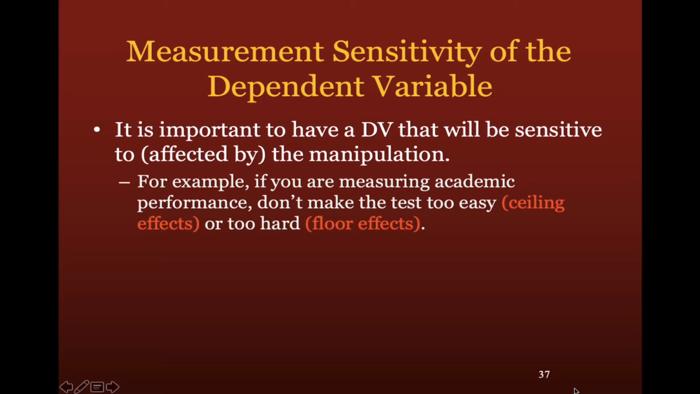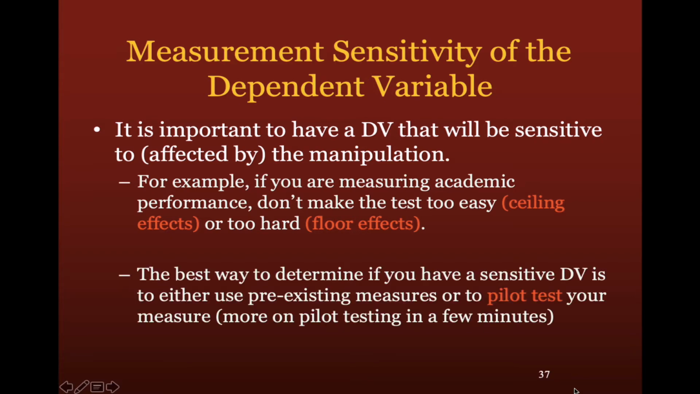So you want one group as a collective to do better than the other group. The problem is if the test is too easy, everyone will do well regardless of what condition they're in. So you want to avoid that. You want to avoid what's called ceiling effects, where everything's too easy, or floor effects, where the measure of the dependent variable is too hard, right?